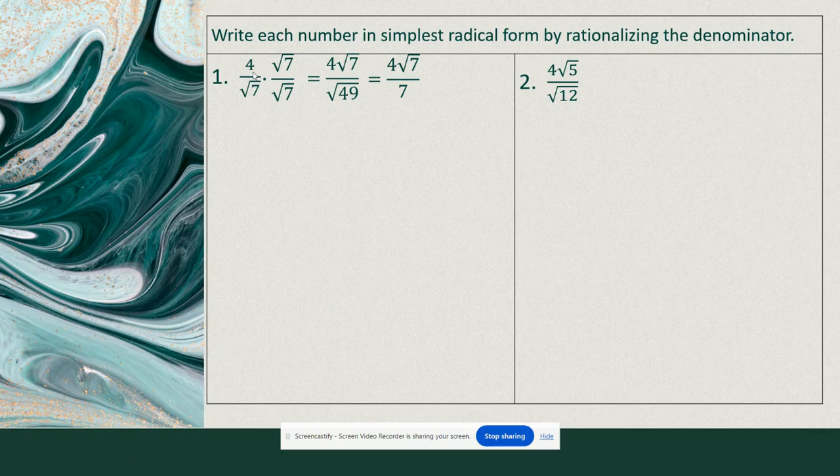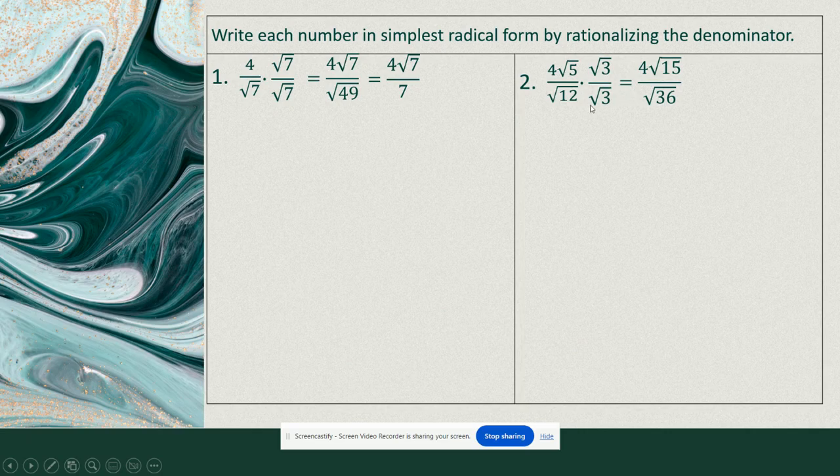Okay? So, number 2, I have 4 root 5 over root 12. Here, I'm going to multiply by the square root of 3 over the square root of 3. Now, we might be wondering, why are we choosing the square root of 3? Here's why. I'm going to end up with 4 root 15 up top, right? Remember when we did our multiplying lesson, we just multiply our coefficients. 4 times my coefficient of the square root of 3, which is just 1, is 4. And then the square root of 5 times the square root of 3 is root 15.